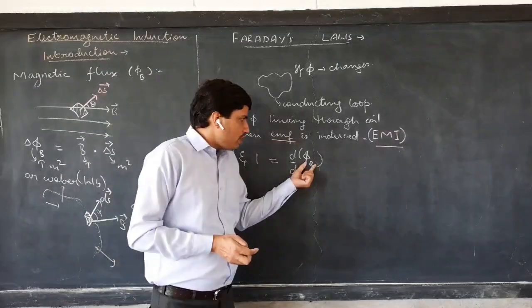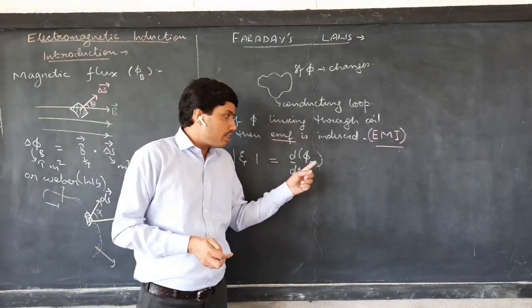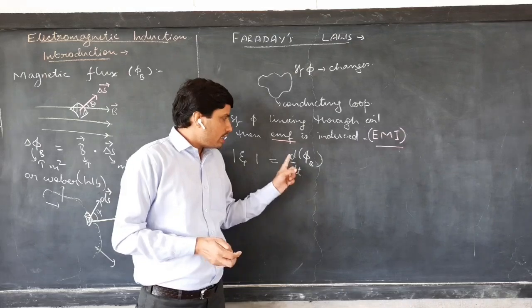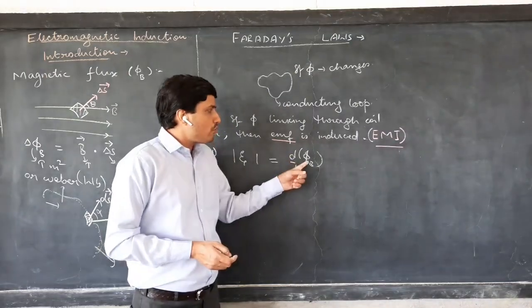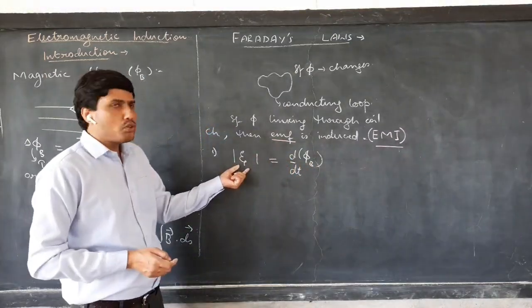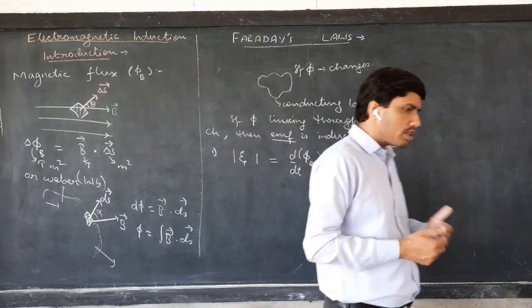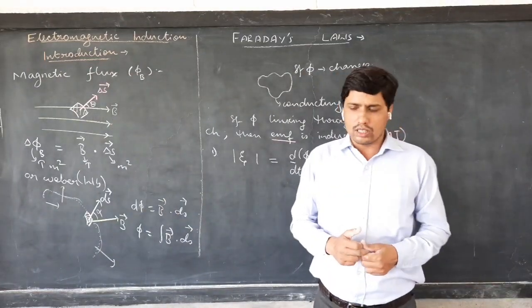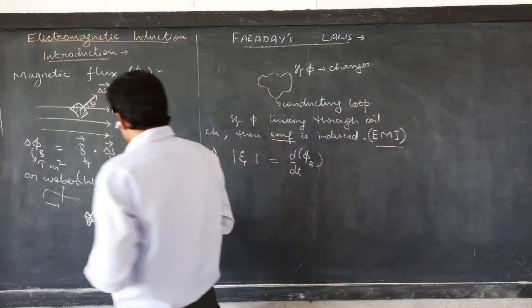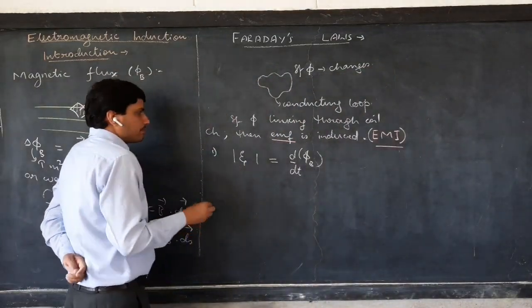So if phi b changes with respect to time, then the time rate of change of magnetic flux is equal to induced EMF. Now this we accept as a result for the time being. Today is just the introductory class, and we shall see how this effect makes some phenomena happen.